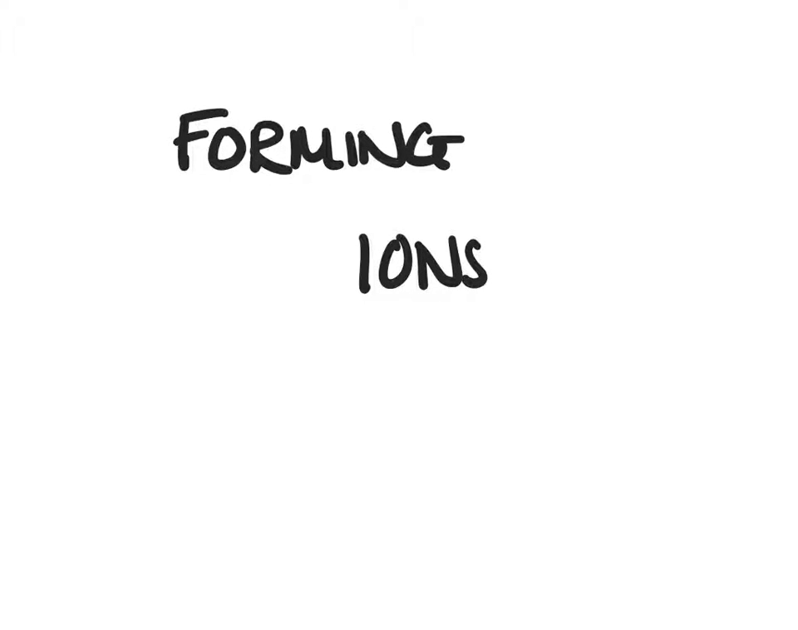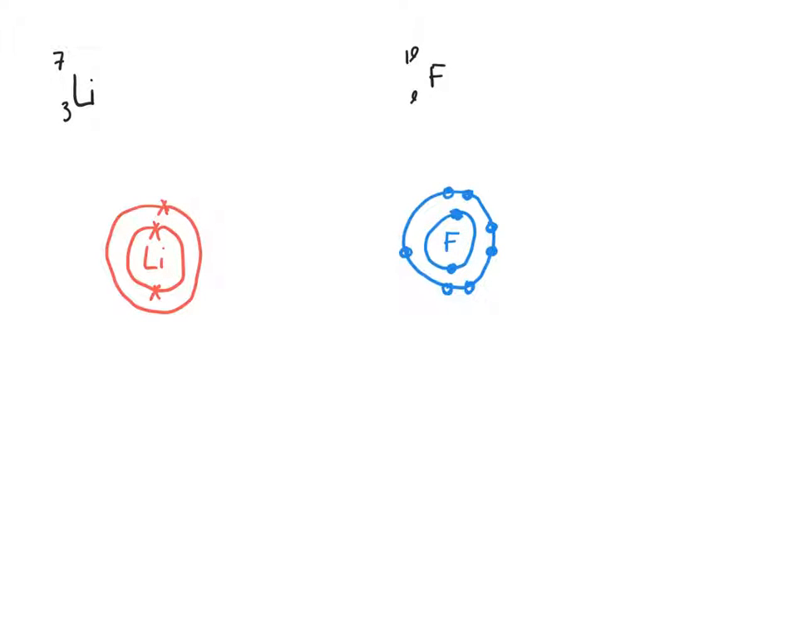Hello, I'm quickly going to go through forming ions to make sure that you understand whether we make a positive ion or a negative ion, depending on which atom that you start with. So if we take a metal and a non-metal, for example, we've got lithium here and fluorine here.